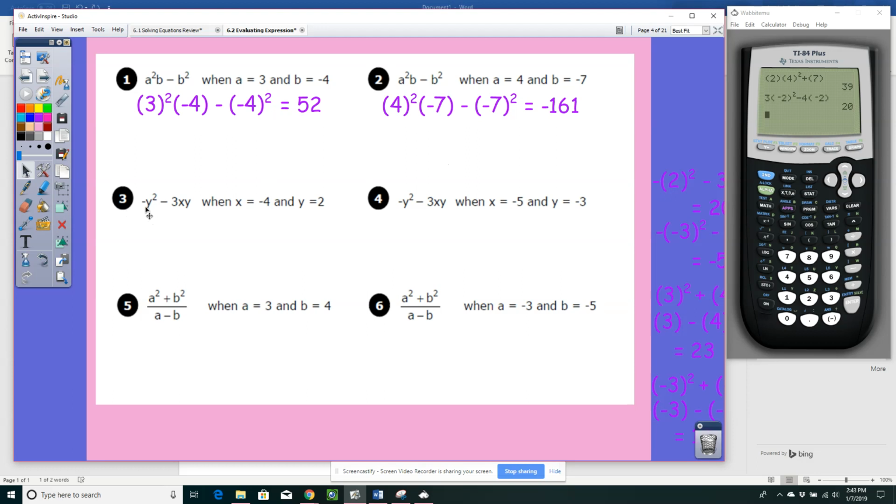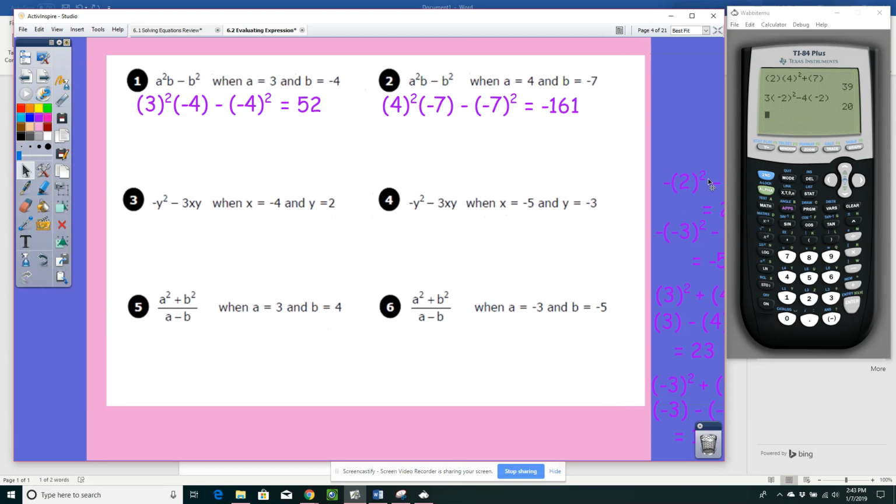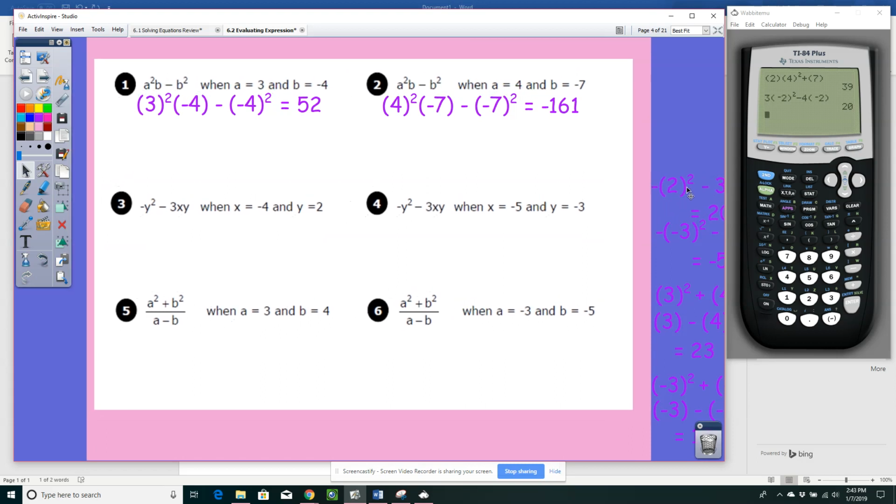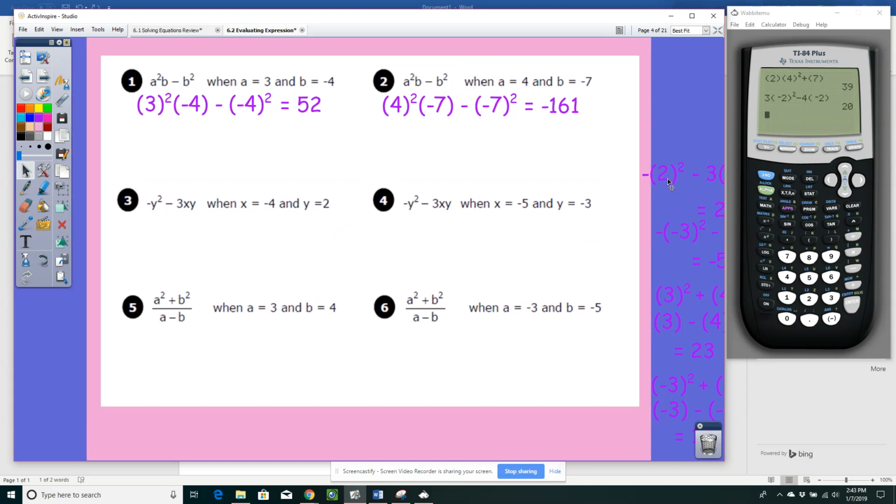All right, number 3, now I have a -y squared, and this is a good example for why those parentheses are important. The negative does not go inside the parentheses, just the 2. The 2 is the only thing that's replacing the y. And so if you do this backwards, you're going to get 2 different answers. So I'm going to show you what happens both ways here.